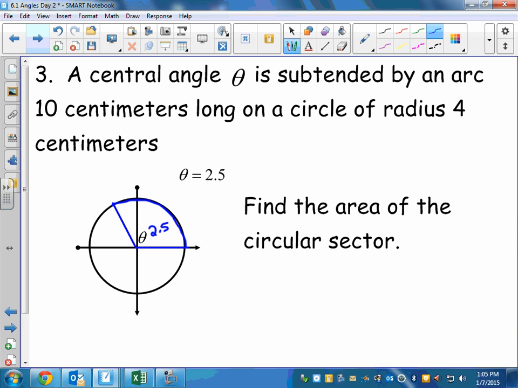They tell us that the arc is 10 centimeters long. That's this section out here. This is the arc. They're telling us that that is 10 centimeters, and that the radius is 4 centimeters. Do we need to know how big the arc is to do this problem? I don't think that's even in the formula, is it? No. So that's kind of unnecessary information. We don't really need to know that the arc is 10 centimeters, because the area of the sector is just 1/2 r squared times theta.